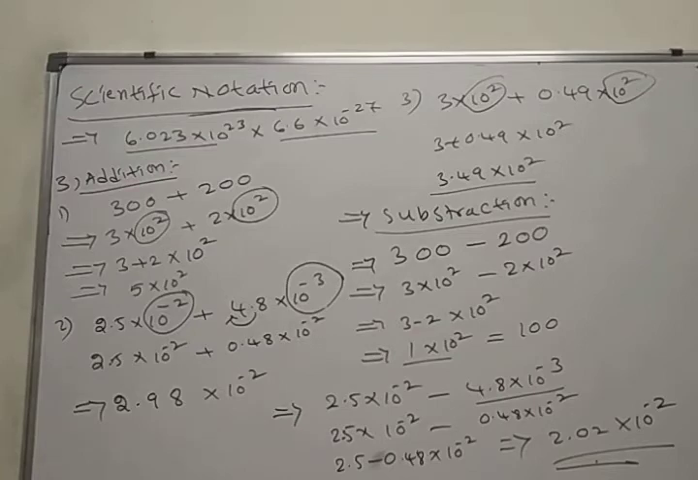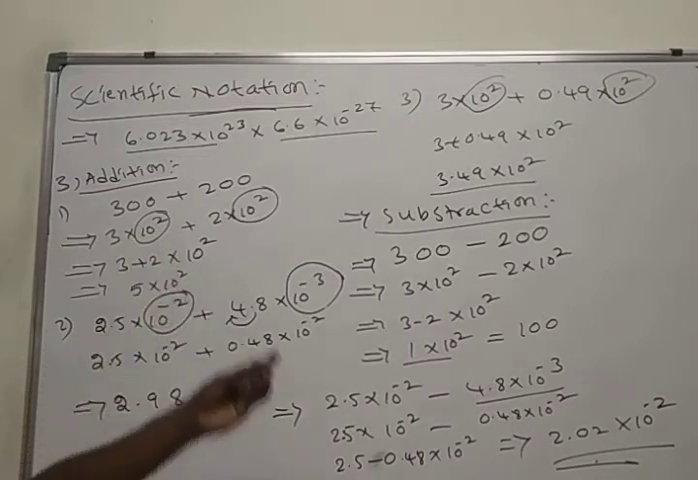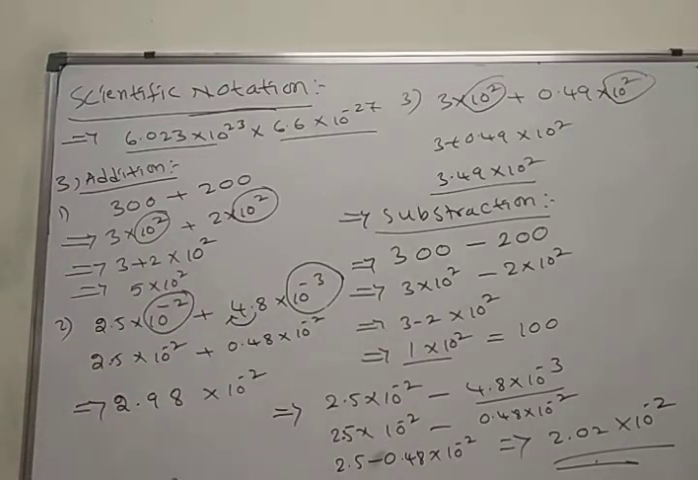10 to the power of minus 2. This is what we call addition and subtraction. Okay, addition finished, subtraction finished, multiplication and division all are finished in scientific notation. In continuation, this topic is finished.